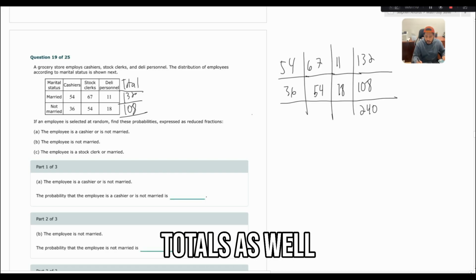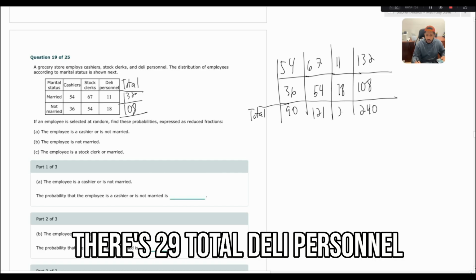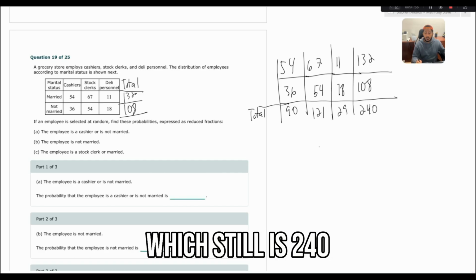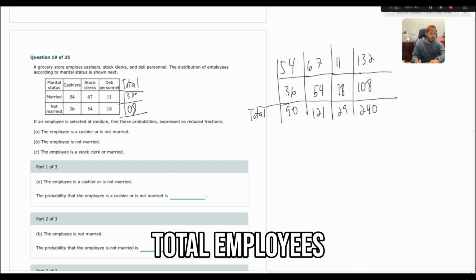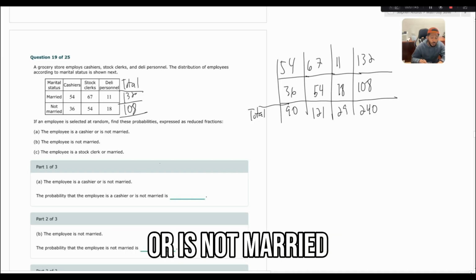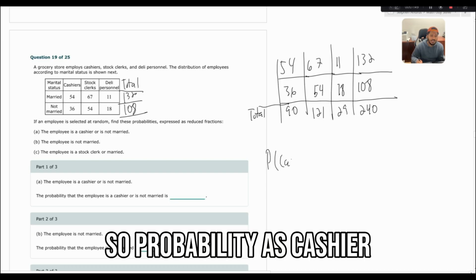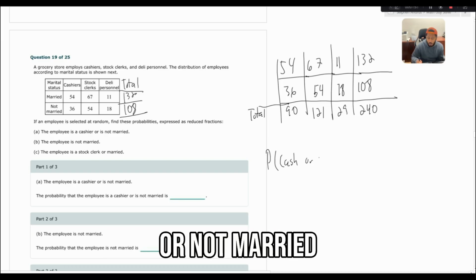Also, we find these totals as well, right? So there's 90 cashiers total. There's 121 total stock clerks. And there's 29 total deli personnel, which still is 240 total employees. So again, we're trying to find the probability that the employee is a cashier or is not married. So that word "or" is critical, right?